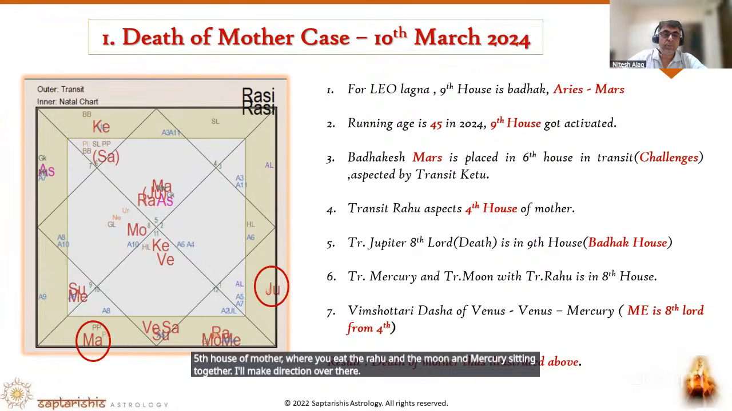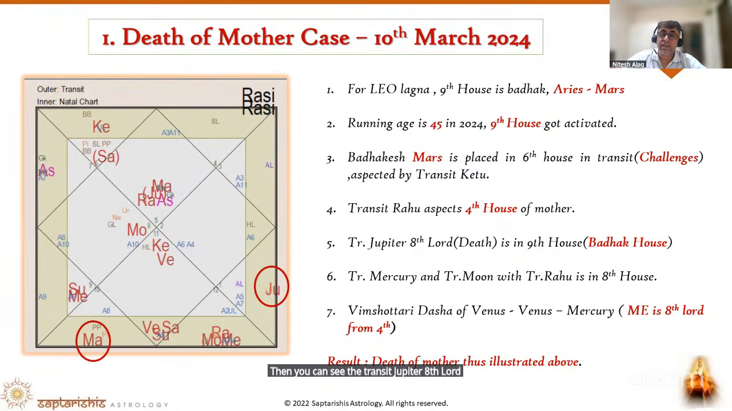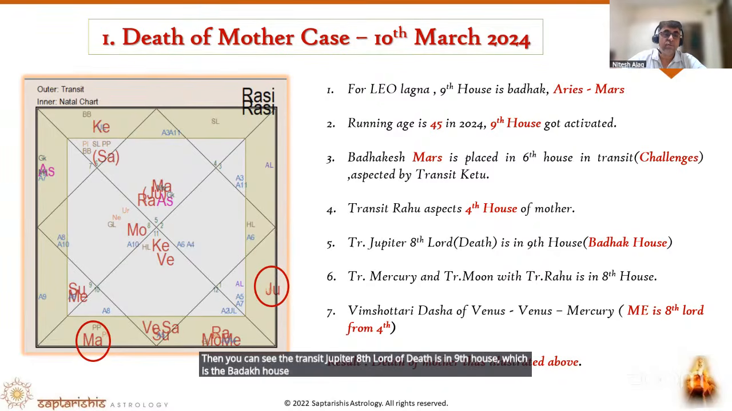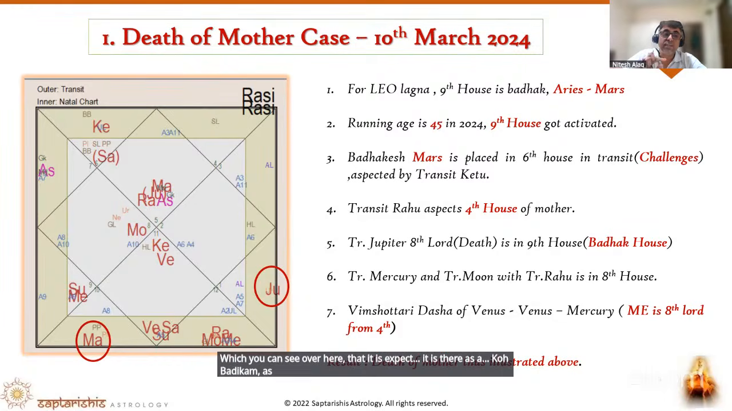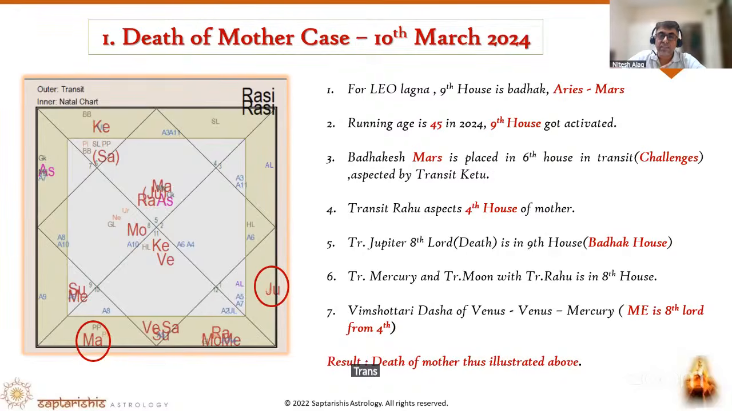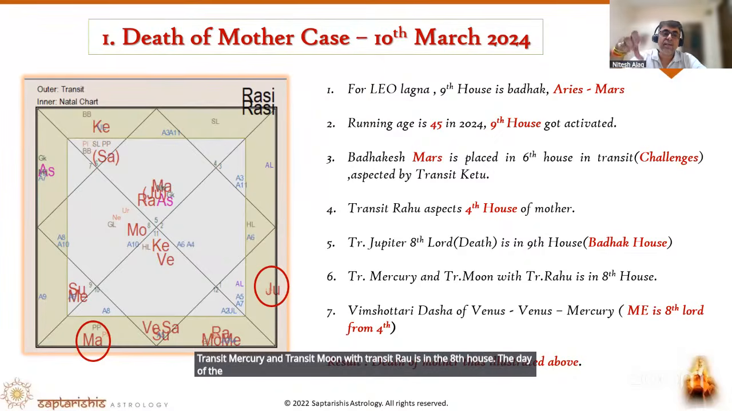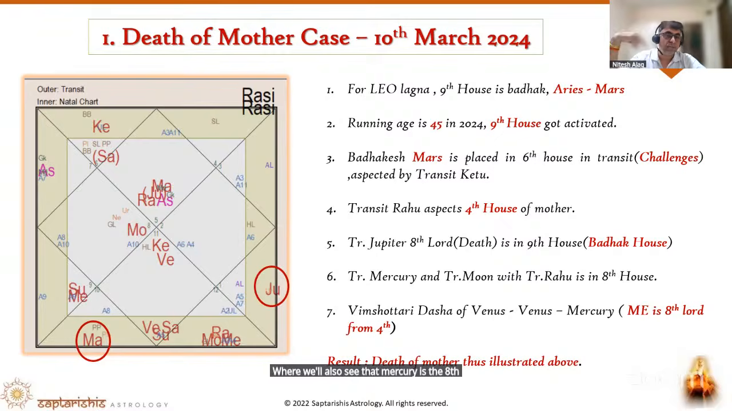Then you can see transit Jupiter, the eighth lord of death, is in the ninth house, which is the Badhak house, as a co-Badhak. The transit Jupiter, which is the eighth lord of natal, is sitting in the ninth house. Transit Mercury and transit Moon with transit Rahu are in the eighth house. On the day of the demise of the mother, it shows that whatever happened with the natal, the eighth house got the clubbing of three different planets, Moon, Rahu and Mercury, where we will also see that Mercury is the eighth lord from his Moon Lagna.